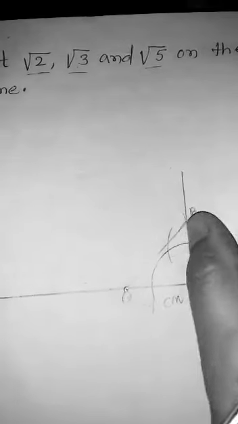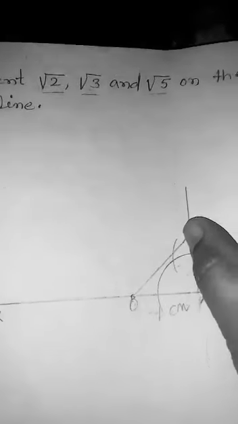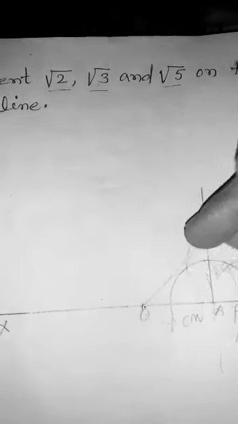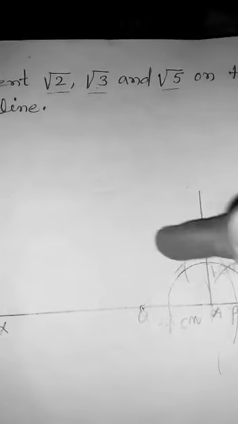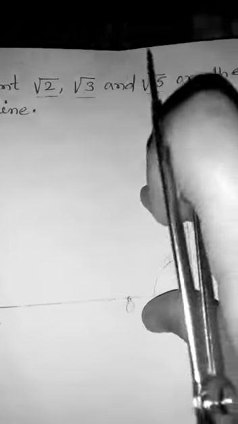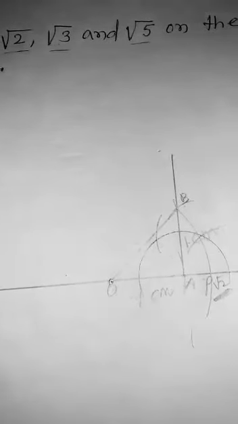Similarly, you can draw root 3 also. From B, again you draw the perpendicular. After drawing the perpendicular, you take an arc and you draw the line like this. Then you join OC, and from C you draw another line. That will be equal to root 3. Accordingly, you follow root 5 and you can draw root 10 also.